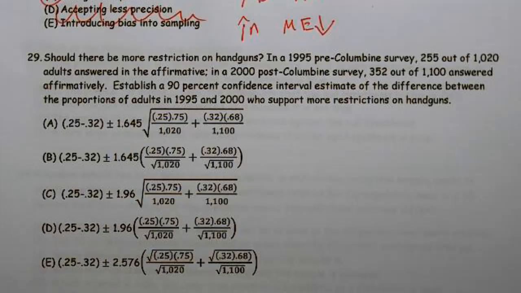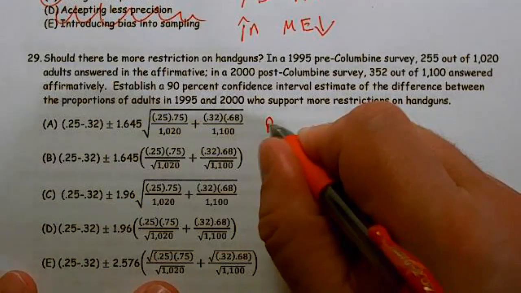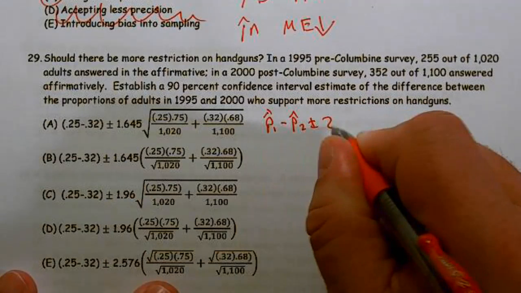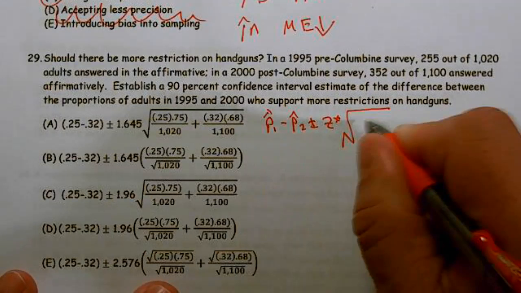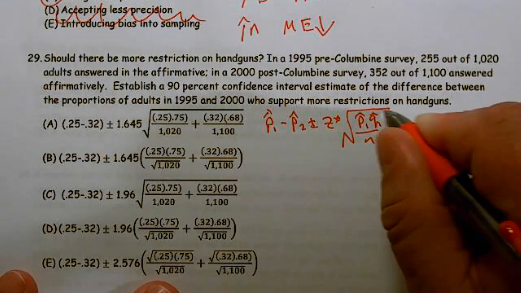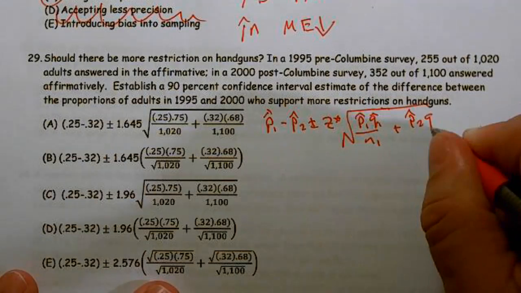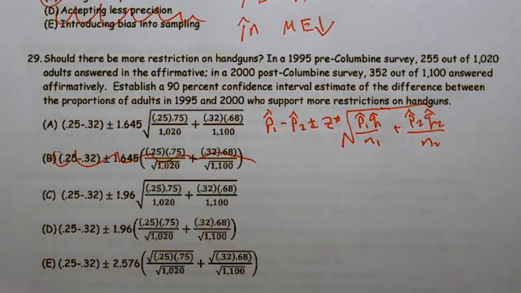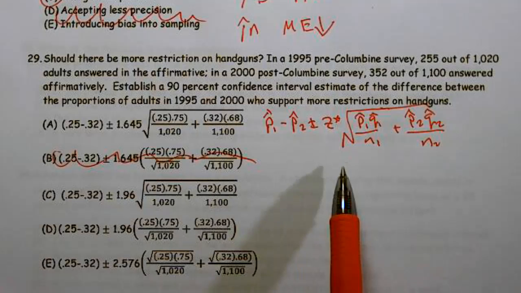And so we're going to basically have a p hat 1 and a p hat 2. Our formula is basically this: p hat 1 minus p hat 2, plus or minus z star times the square root of p hat 1 q hat 1 over n1 plus p hat 2 q hat 2 over n2. That's our formula. So this one is gone without doing any work. That's gone. And then I need to sit there and go, all right, what else can I do fairly quickly?